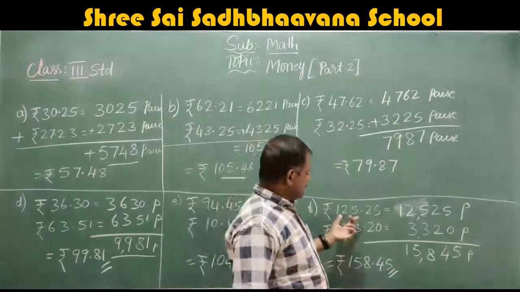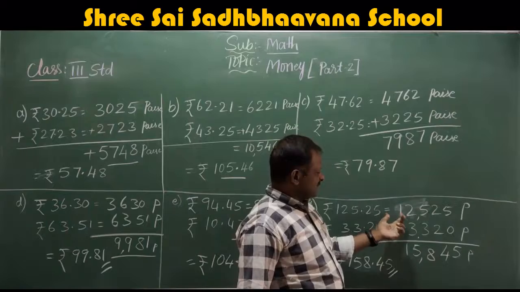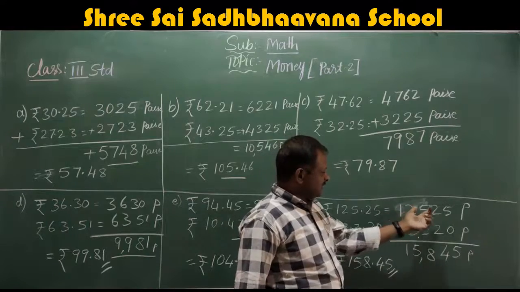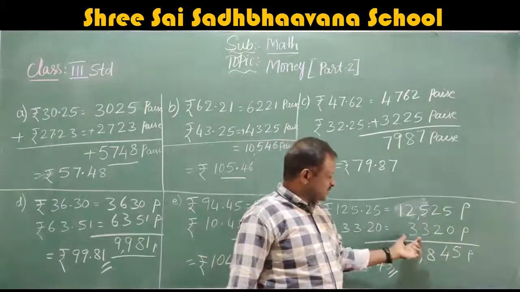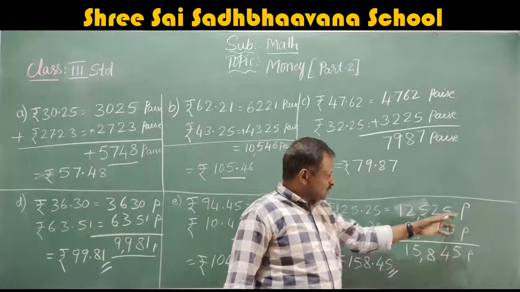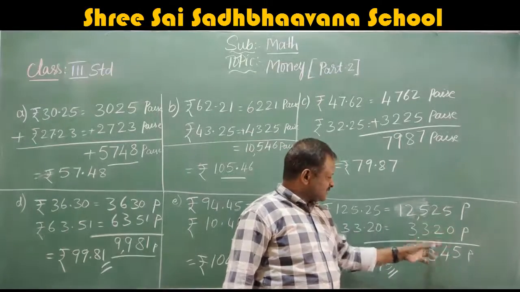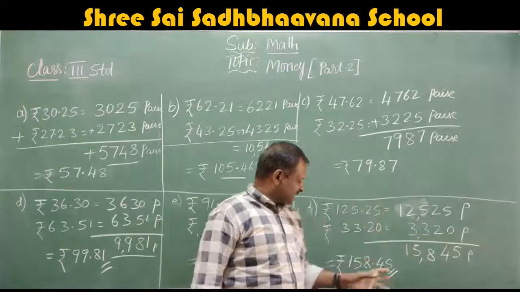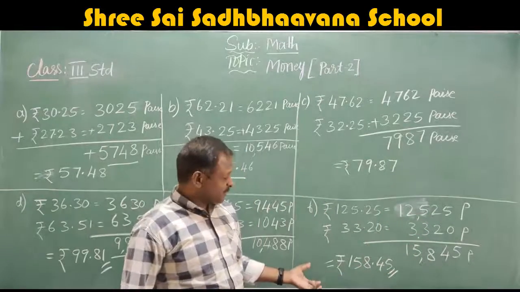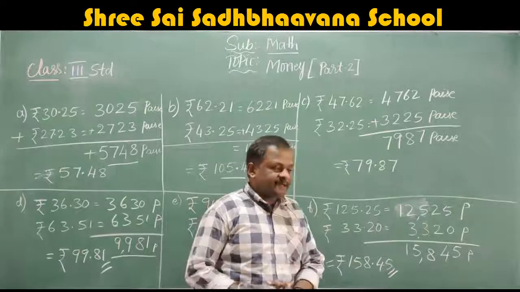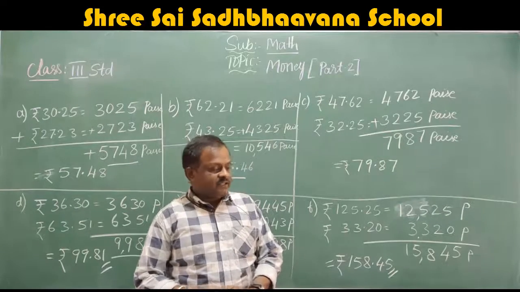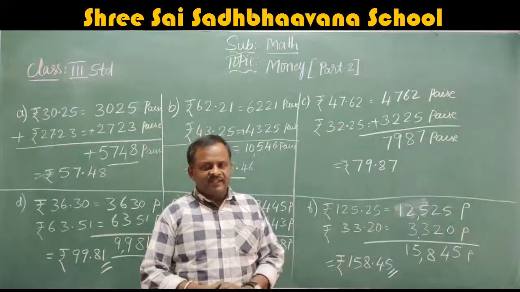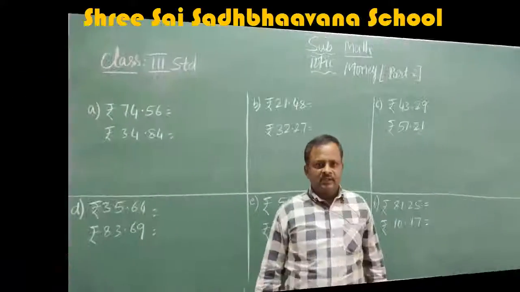Come to this, rupees 125.25, that is 12,525 paise. Rupees 33.20 becomes 3,320 paise. So 5, 2 plus 2 is 4, 5 plus 3 is 8, 2 plus 3 is 5, 1 as it is. So when you convert this into rupees, you can get rupees 158.45. I hope you understand this one. We will move to the next main in this exercise only.